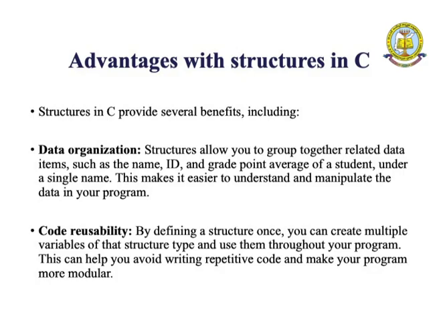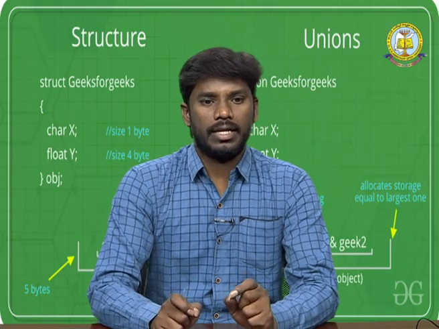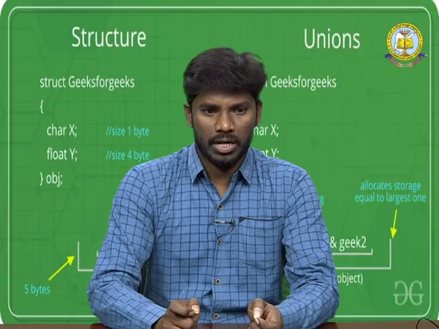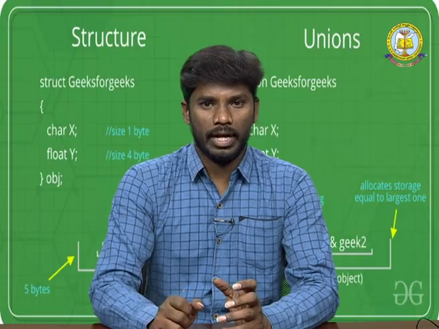There are several benefits of structures in C. The first one is data organization. Structures allow us to group related data items together, such as name, Aadhaar number, employee ID, address. If you take a student example, if you want to store the details of the student, student name, student ID, grade points of the student, under a single name called a structure. This data organization feature of structures makes it easier to understand and manipulate the data in your program.